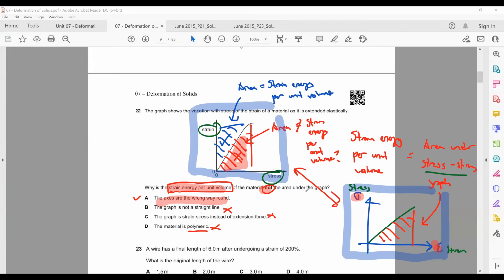If you're talking about area under the graph, which is this one, they ask you why is it not representing strain energy per unit volume? It's because the axes are wrong. It should have been stress versus strain instead. If you want to find the strain energy per unit volume given this graph, it should have been this area instead. Okay. So answer for question 22 is A.